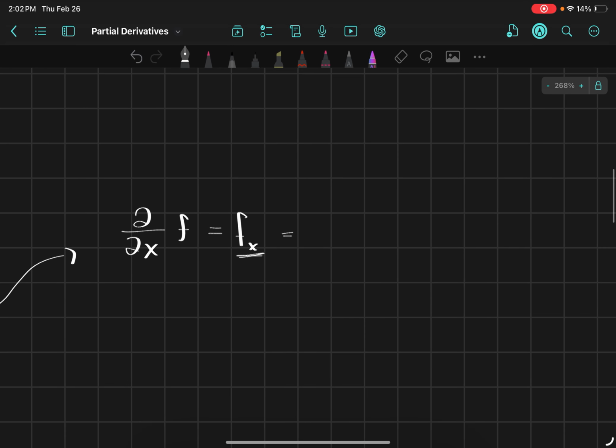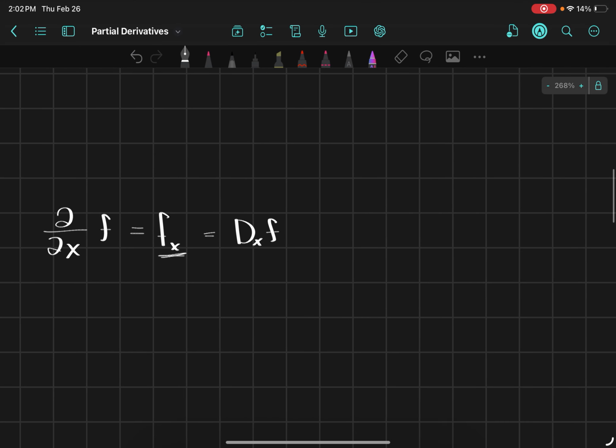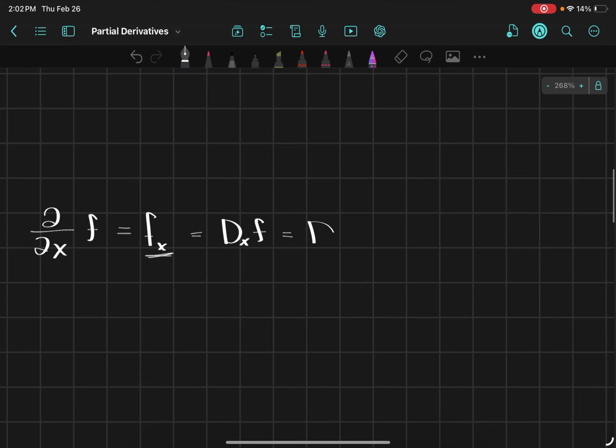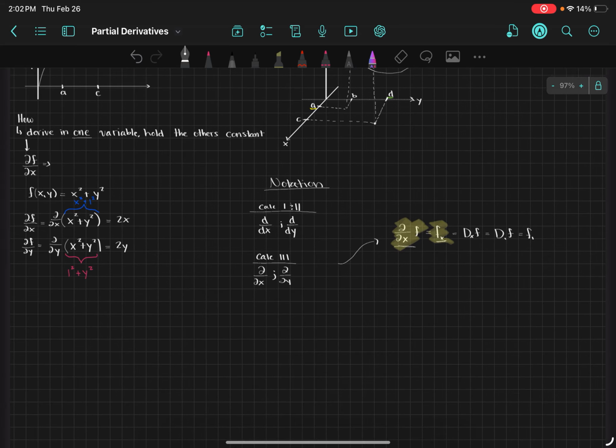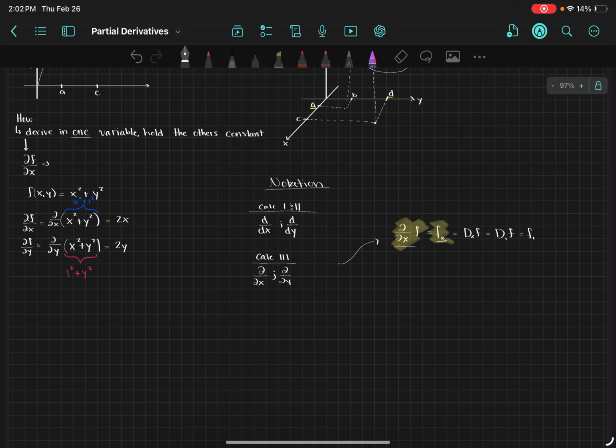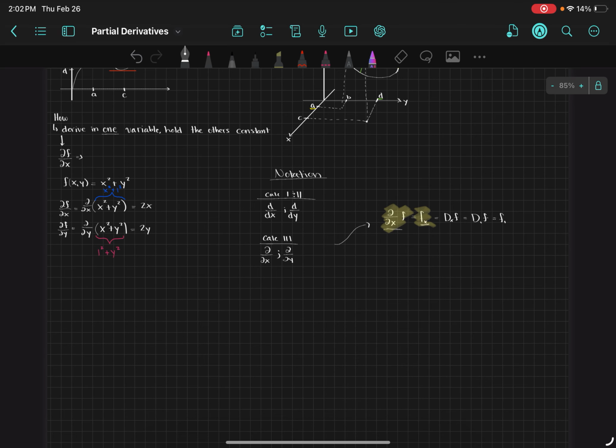Some other ones that you're not going to see nearly as often is the derivative of x in f, or d1f, or f1, or you could go on. But the main two you're going to see are here. These two are your main ones, and that applies for the f sub x and the f sub y. That is some notation. Let's just go ahead and dive into some examples.